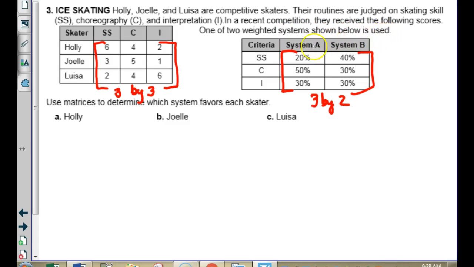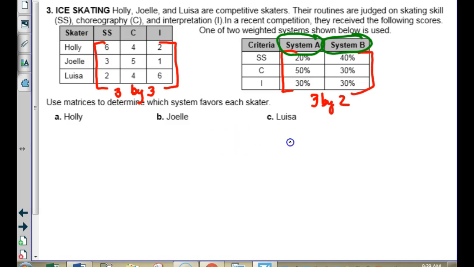Okay? So they're trying to decide. Maybe right now the judges are using system A, but they're investigating whether they should switch to system B. System A weights it 20%, 50%, 30%, but system B would weight the skating skill 40%, okay, and the choreography and interpretation each 30%. Right now, choreography gets a big 50%, right? So we got to decide which system we like better. And maybe we want to vote, if I'm Holly, which one do I like? If I'm Joelle, which one do I like? If I'm Louisa, which one do I like?